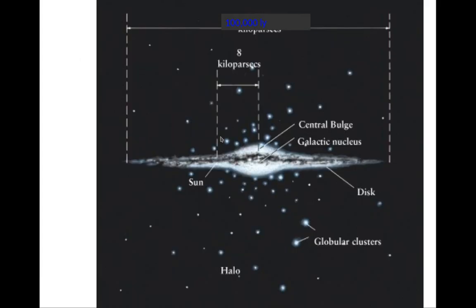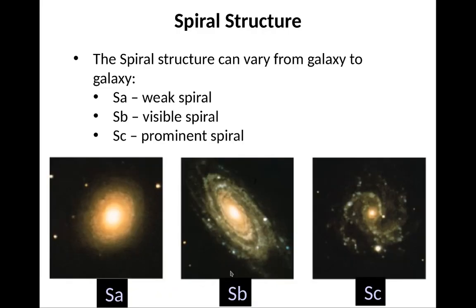Okay. So here's basically a side view of a galaxy. There's a central bulge, there's the sun, 8 kiloparsecs away, there's our disk, pretty thin, there's a globular cluster, and that's part of the halo.